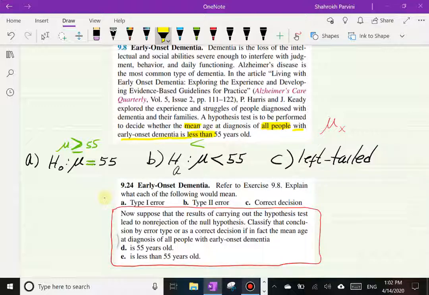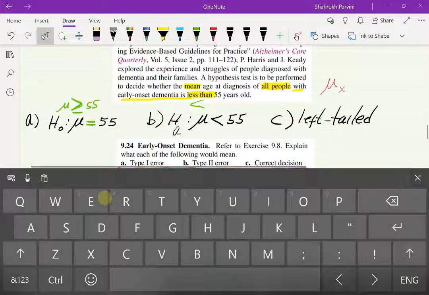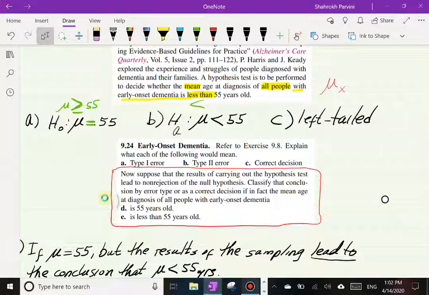Okay. So let's say for exercise number 8, what is a type 1 error? What kind of error would that be? What is a type 2 and what are the correct decisions? So we're looking at the cells in that table that we were just looking at. Okay. So a type 1 error, remember, that's rejecting the null when in fact it's true.